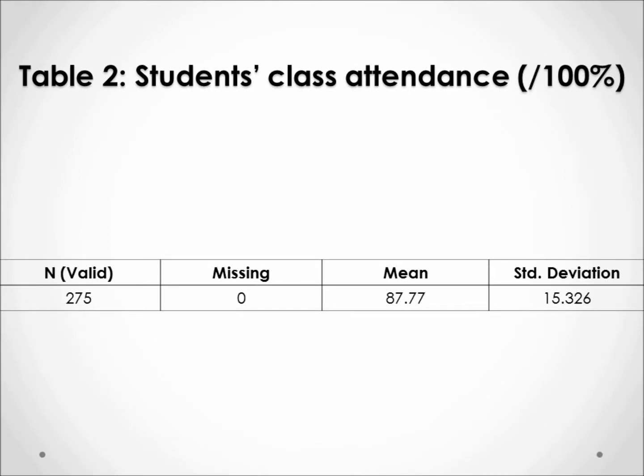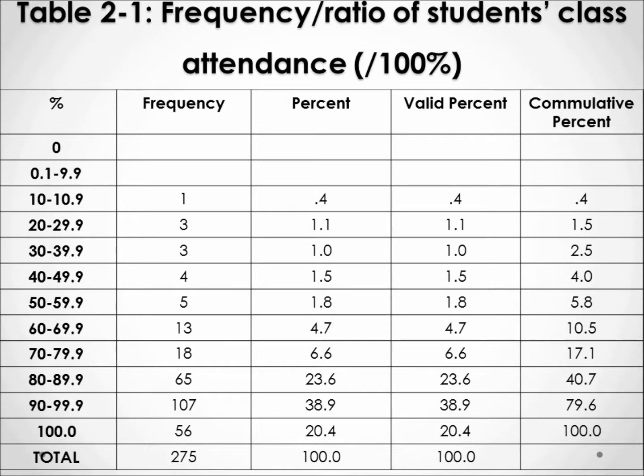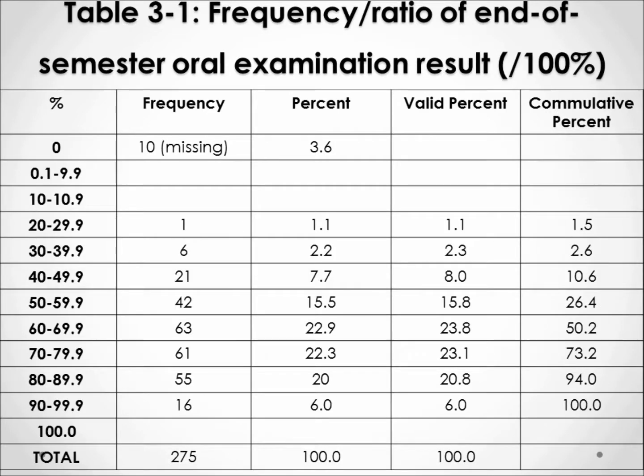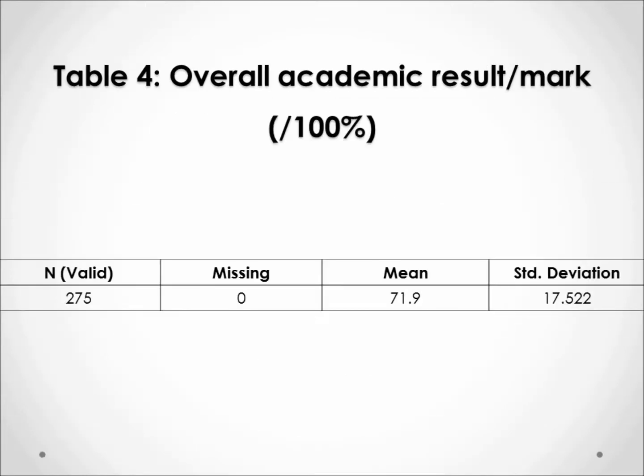Students' class attendance, Table 2 and 2.1. End of semester oral examination performance, Tables 3 and 3.1. And overall academic results, which can be seen in Tables 4 and 4.1.